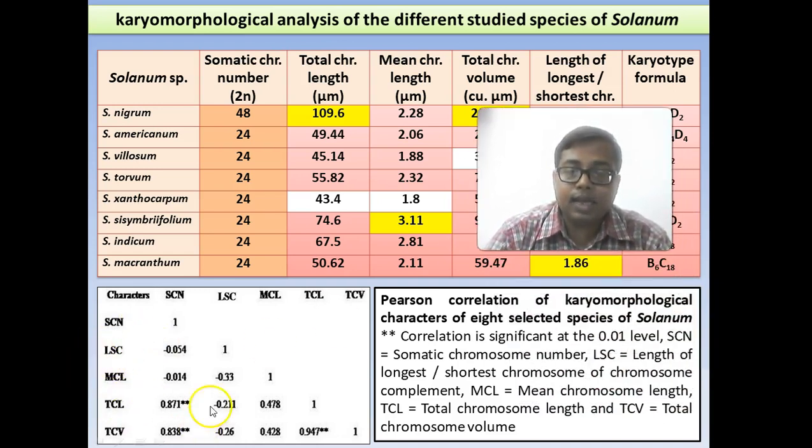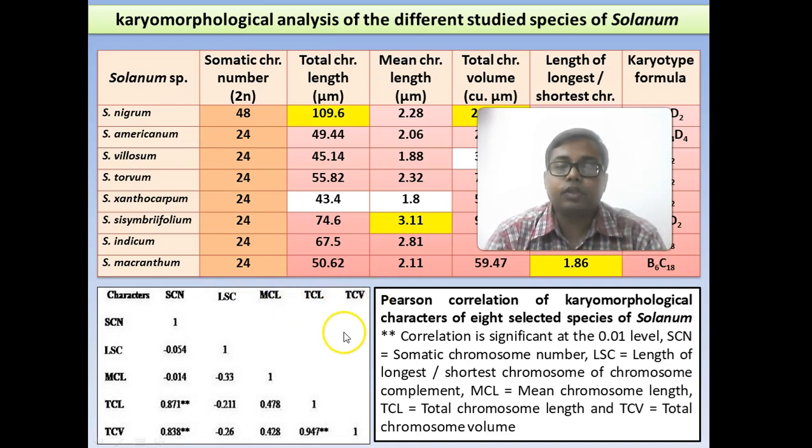And this is the Pearson correlation analysis based on karyomorphological characters of 8 selected plant species, where this is the length of the longest by shortest chromosome, this is the mean chromosome length, this is the total chromosome length, and this is the total chromosome volume.